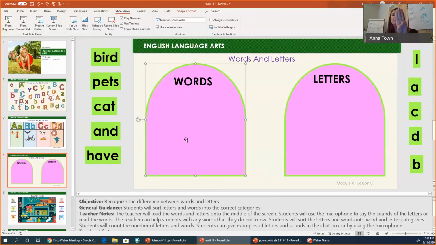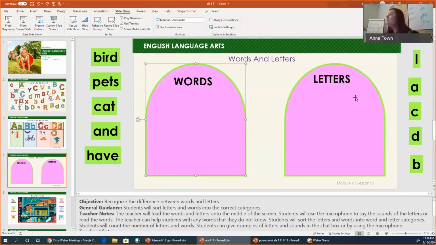D-O-G. Three letters put together to make one word. I would love for you to share the words you came up with me. Okay, letters. They have the L, A, C, D, and B listed. This counts. I'm going to say a letter that is not up here. I want you to think of a letter as well and tell me one.